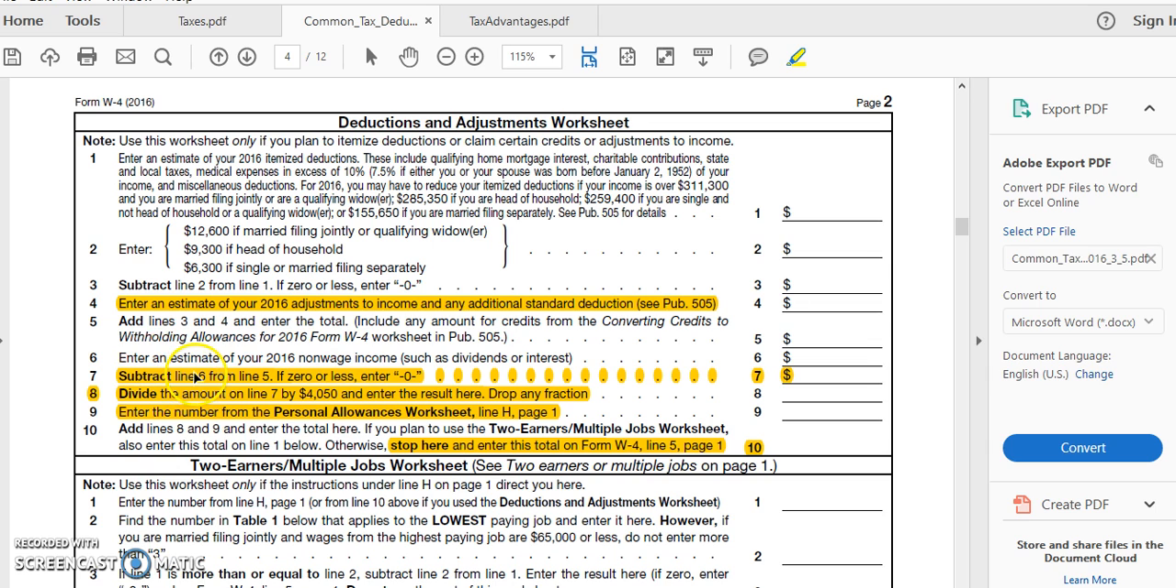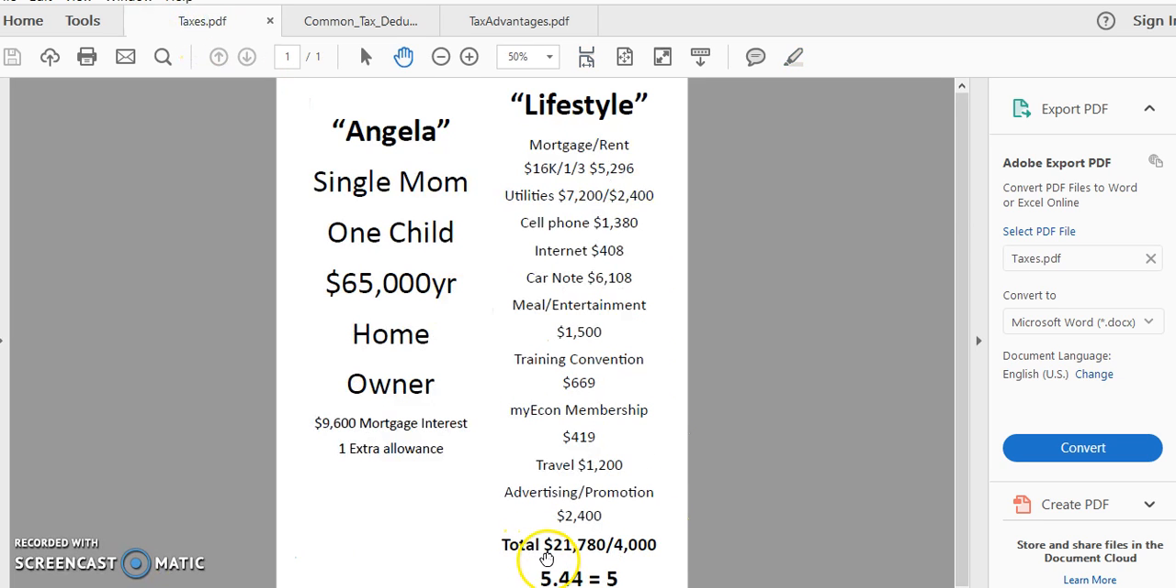Line 7 says subtract line 6 from line 5, which is still the same number because it was 0 for line 6. So that's $22,380. Line 8 says divide the amount from line 7 by $4,050 and enter the result, drop any fraction. So I'm going to go back to my taxes. I estimated that I was going to spend about $21,780 in expenses. If you divide it by the 4,050, that number comes to about 5.5. Drop the decimal point, and I'm just going to say 5.